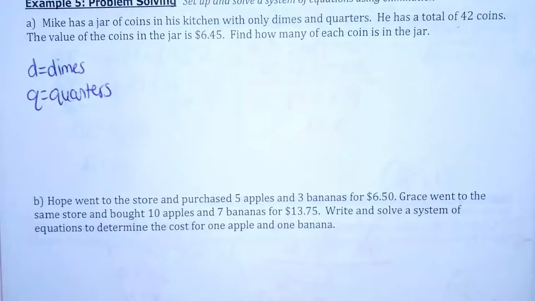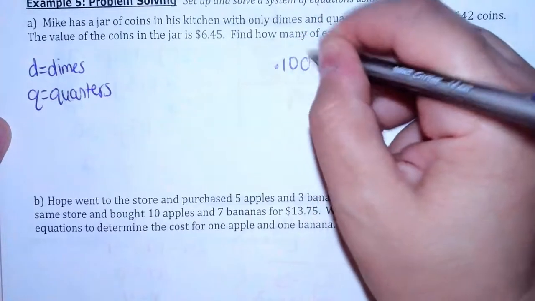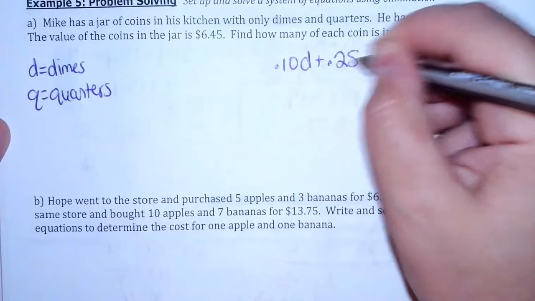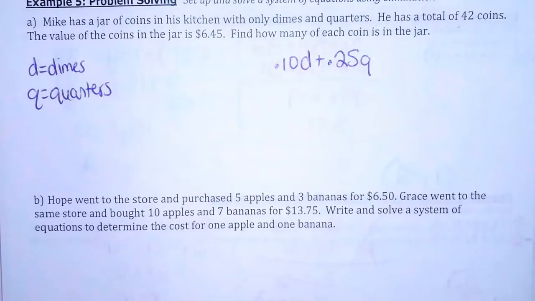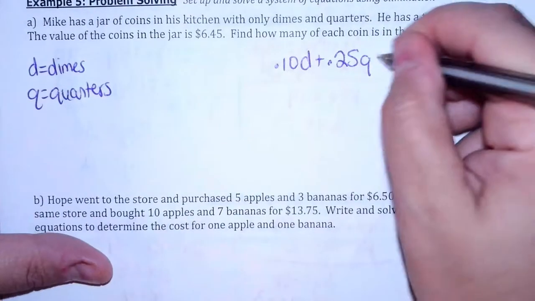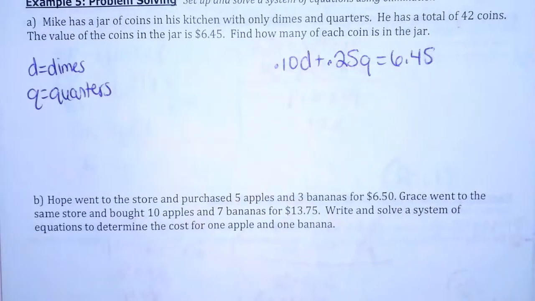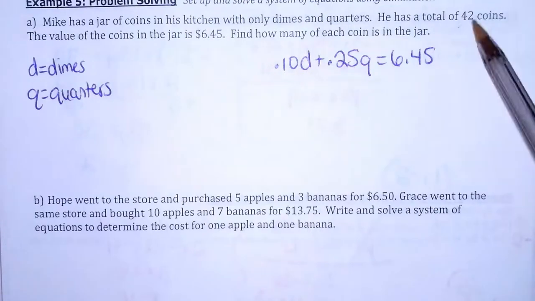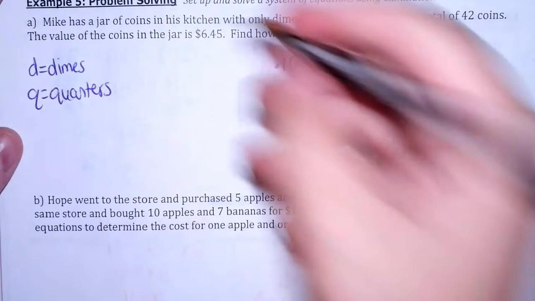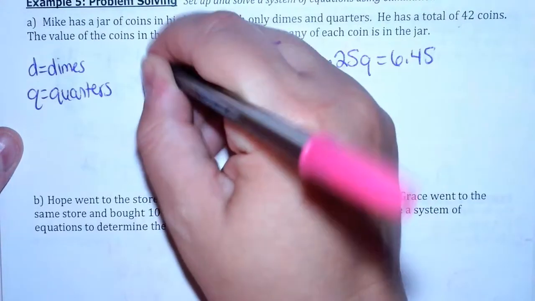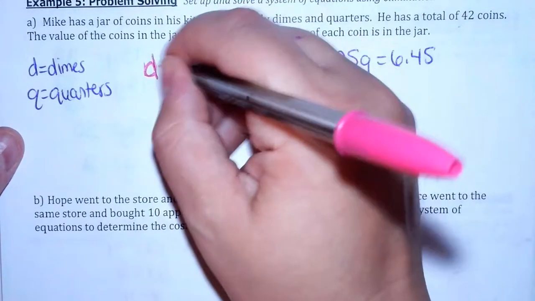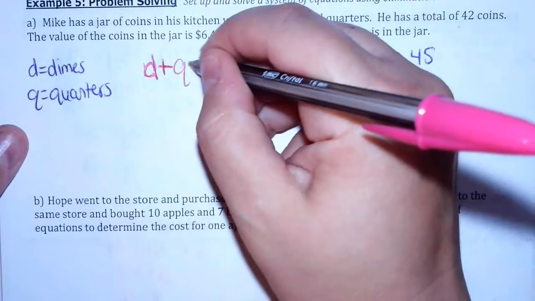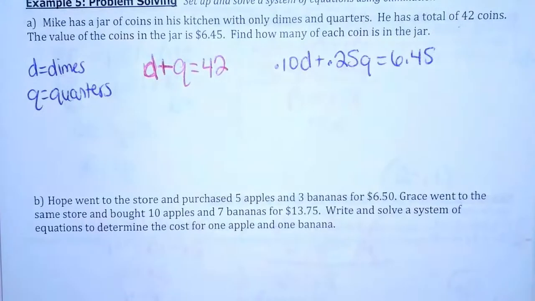Okay, so here's my two equations. Money goes with money. So a dime is 10 cents and a quarter is 25 cents. So every dime I'm going to put 0.10 in front of it, every quarter 0.25. Money goes with money, so put that with the $6.45. Now, the other equation has nothing to do with the value of the money, how much it's worth or anything like that. It just says 42 coins. So my other equation, which I'm going to write over here, whoops, I keep thinking we have nickels, we don't. But just number of dimes plus the number of quarters is equal to the number of coins, which is 42.